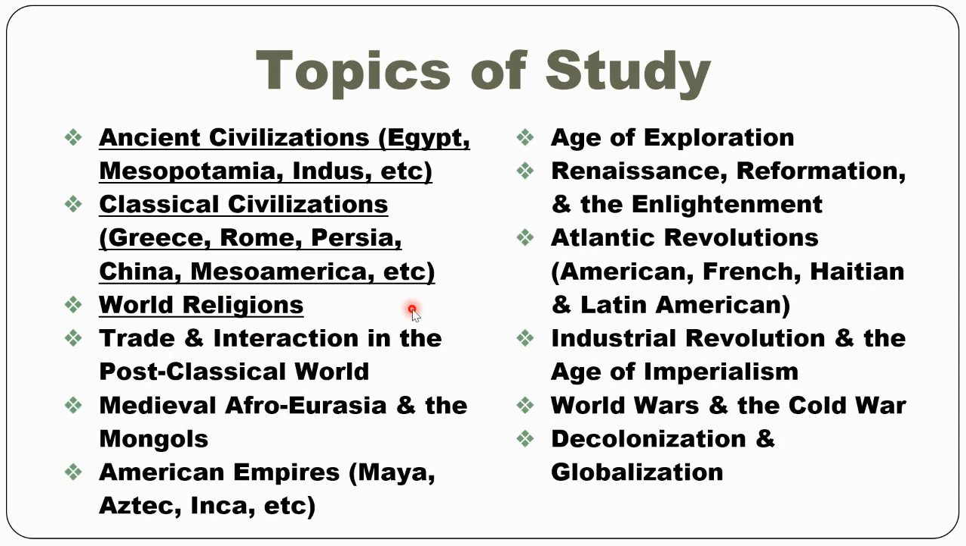But then for the main course, we talk about trade and interaction in the post-classical world, medieval Afro-Eurasia, meaning Africa, Europe, and Asia, and the Mongols, African empires, the Maya, Aztec, Inca, the Age of Exploration, so the discovering of America, the Renaissance, Reformation, Enlightenment, the Atlantic Revolutions, the American, French, Haitian, Latin American, the Industrial Revolution, the Age of Imperialism, the World Wars, the Cold War, and then we finish with decolonization, so places like Africa, Asia getting their independence from Europe, and then globalization, which is the world we live in. It is a global society.